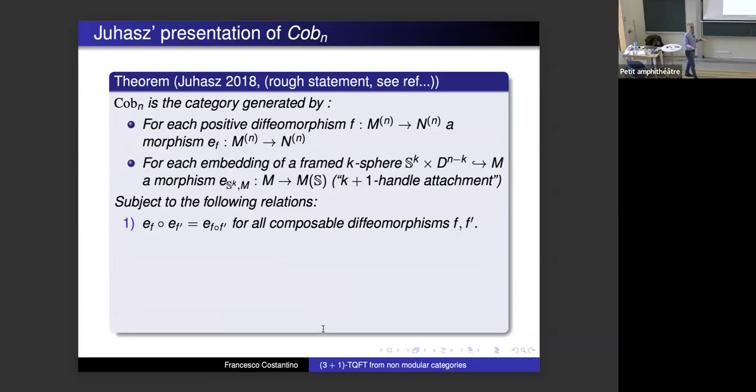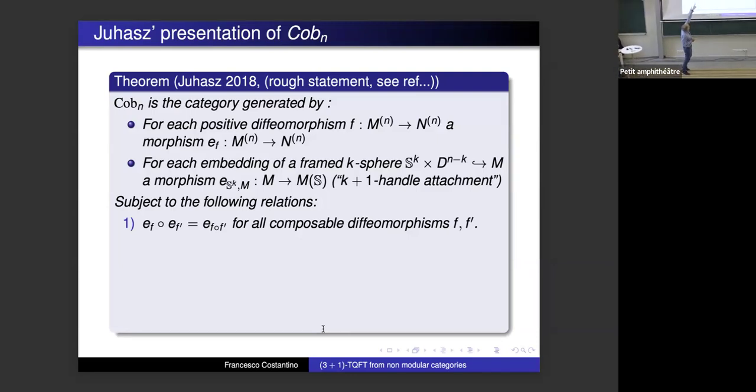So basically, it's a presentation for the category Cob N, okay? Which means what? It means that it gives you a list of morphisms. So the objects, a list of morphisms, and the relation between those morphisms, okay? So what are the objects? I told you before, they are n-dimensional manifolds. What are the morphisms, the generators of the morphisms?